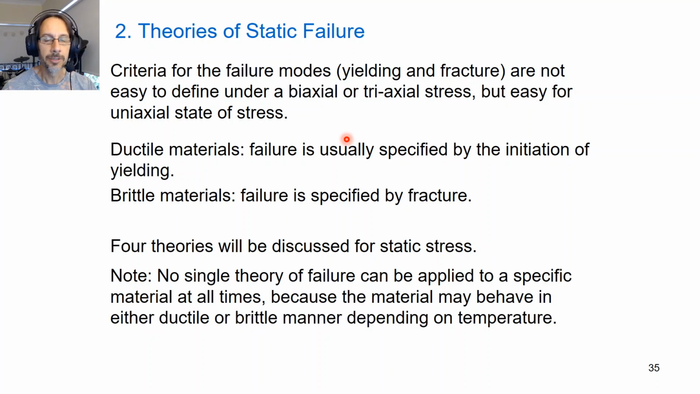As you've seen in this subject, you can have biaxial or triaxial states of stress. So how do we work out failure in a triaxial state of stress? So you do your stress analysis, calculate the stress at a point, you get normal and shear stresses, you do your Mohr's circle to find the principal stresses and so on. How do you compare that state of stress to a single value of a yield stress, for example? So for ductile materials, the failure is usually specified by the initiation of yielding, and then for brittle materials, failure is specified by fracture.